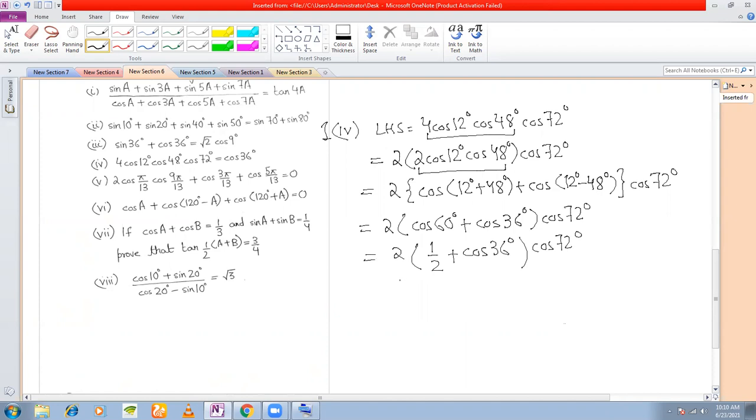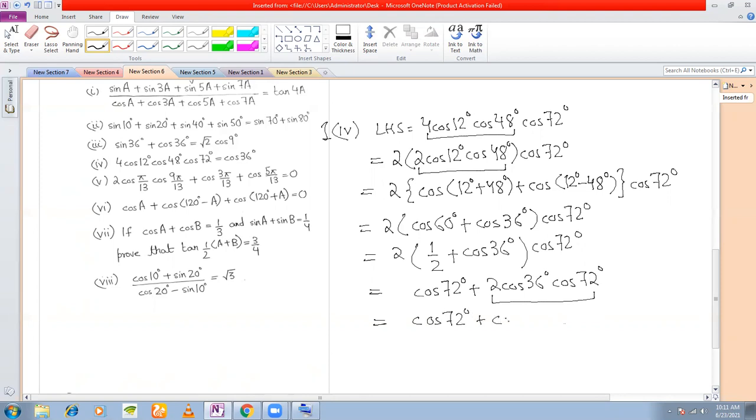Right. So now 2 cos 72 degree, if you multiply throughout, how much do you get? You get cos 72 degree plus 2 cos 36 degree cos 72 degree, isn't it? This is what you'll get if you multiply 2 cos 36 by 2 cos 72. Now what do you do? You can change this product to a sum. Cos 72 you write as it is.